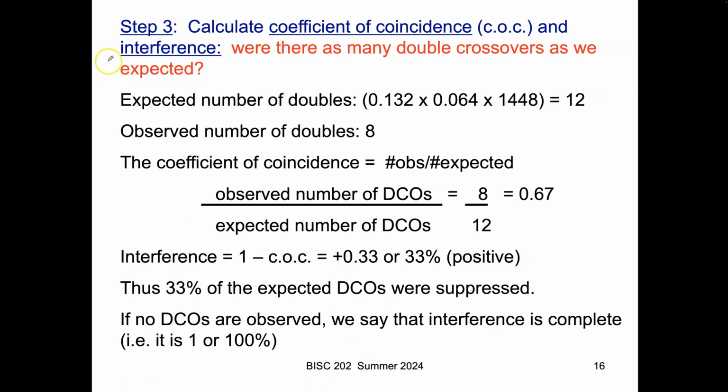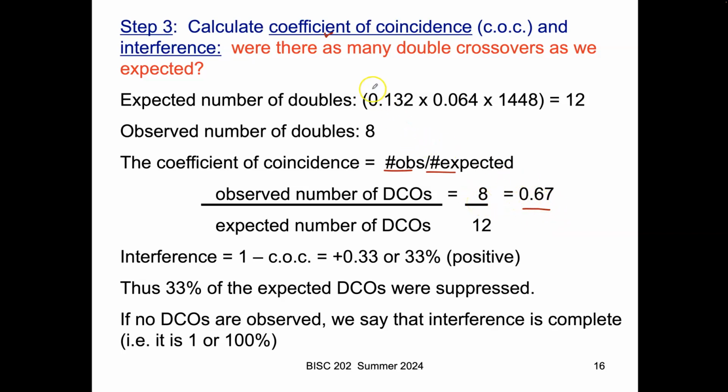Okay, so, but anyway, the third step, after we've made our map, we want to calculate the coefficient of coincidence. This means the number of crossovers we would have predicted based on the map distances we calculated, and then how many we saw. The coefficient of coincidence is the number we saw divided by the number we expected. If we got exactly what we expected, then the coefficient of coincidence is going to be 1. But if we saw fewer than we expected, then it's going to be below 1. And if we didn't see any, then the number would be 0.